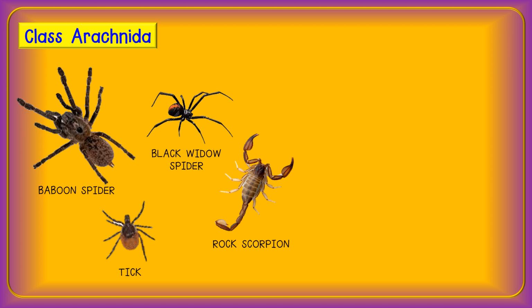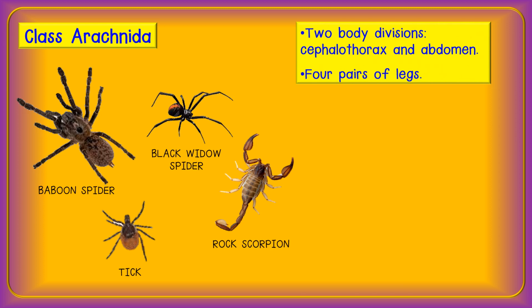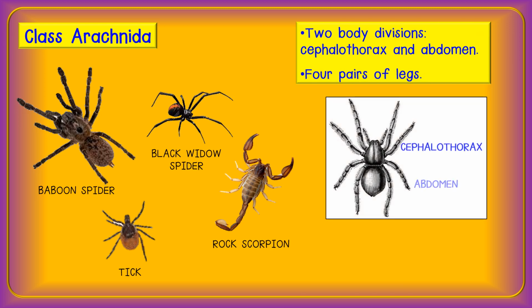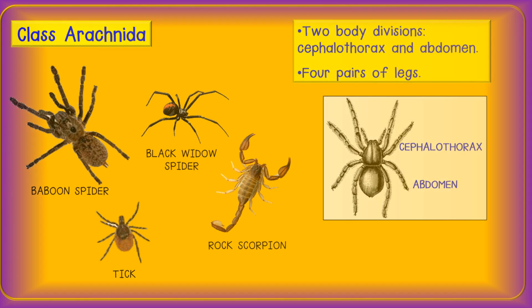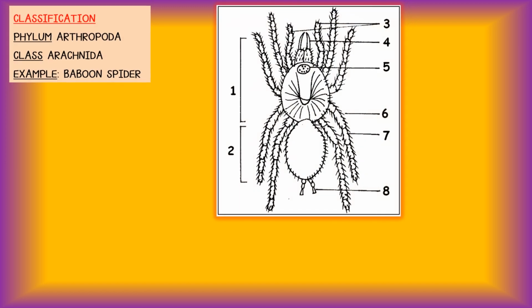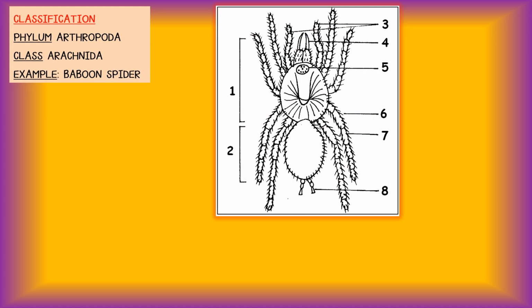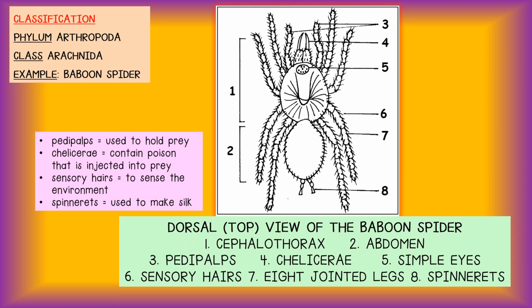All spiders, scorpions and ticks belong to class Arachnida. The arachnids' bodies are divided into the cephalothorax and abdomen. These animals have 4 pairs of legs. The baboon spider is a South African spider. Here is a simple classification of the baboon spider. In this diagram, you can study the external characteristics of the top side of the baboon spider.